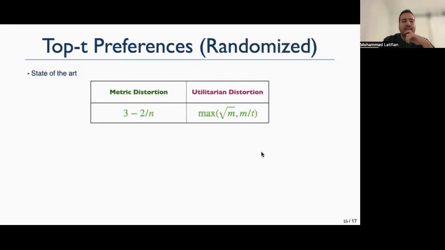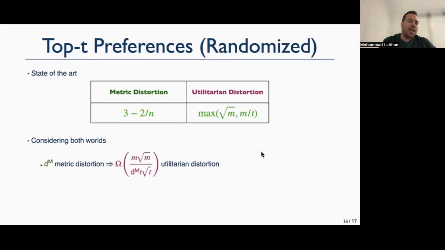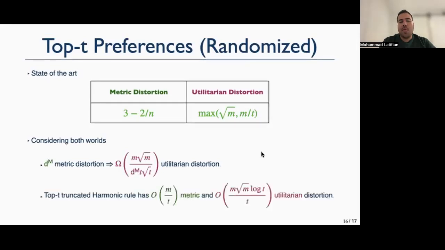In the randomized case with top T preferences, the best that we can get in the metric setting is 3 minus 2 over n, and the best that we can get in the utilitarian setting is maximum of root m and m over t. We show that if we want to consider both worlds, if we want to get metric distortion of dm, the best utilitarian distortion that we can aim for is omega of m square root of m over dm t square root of t.